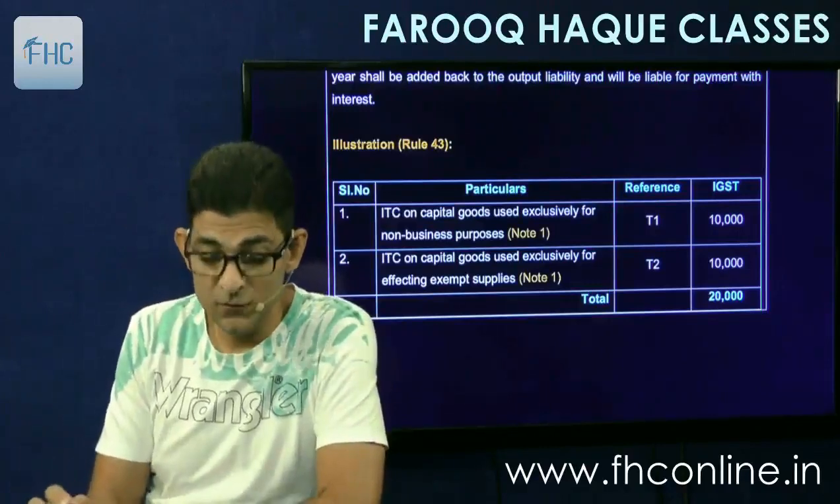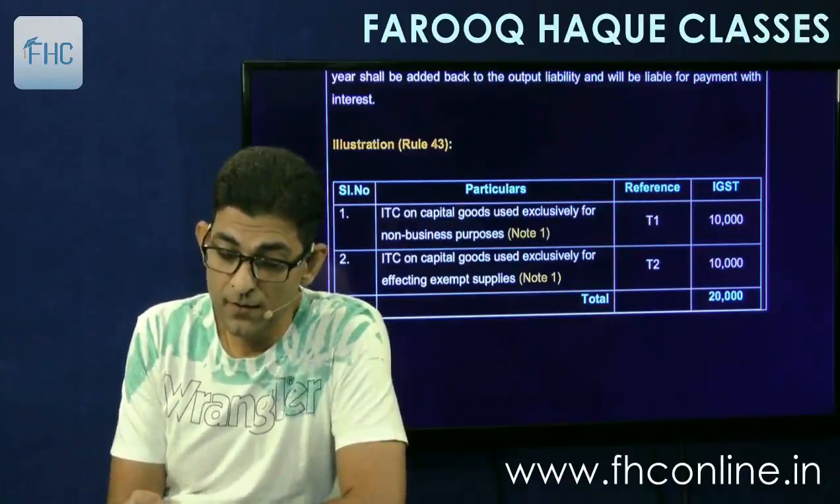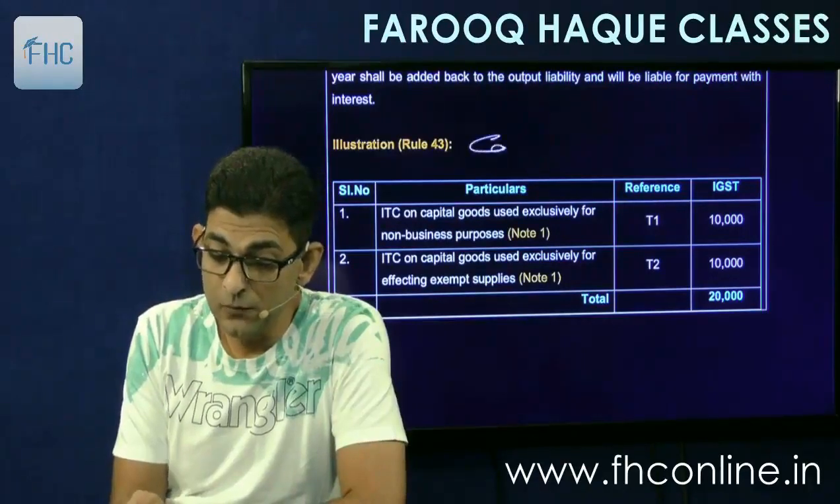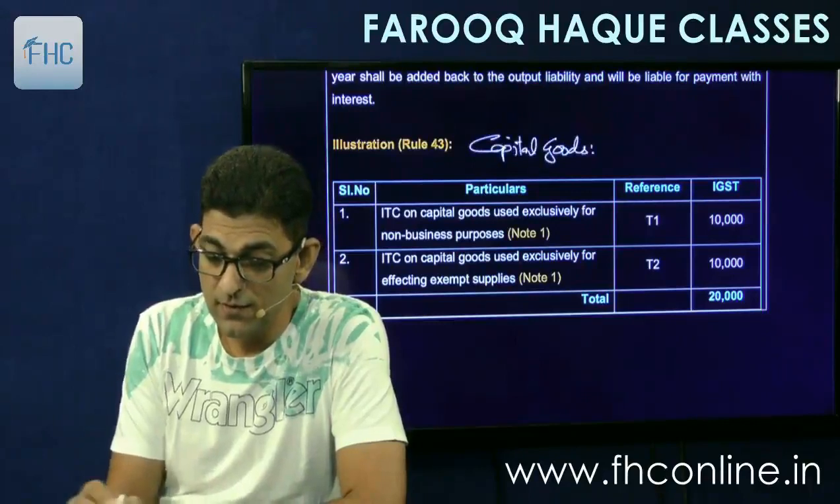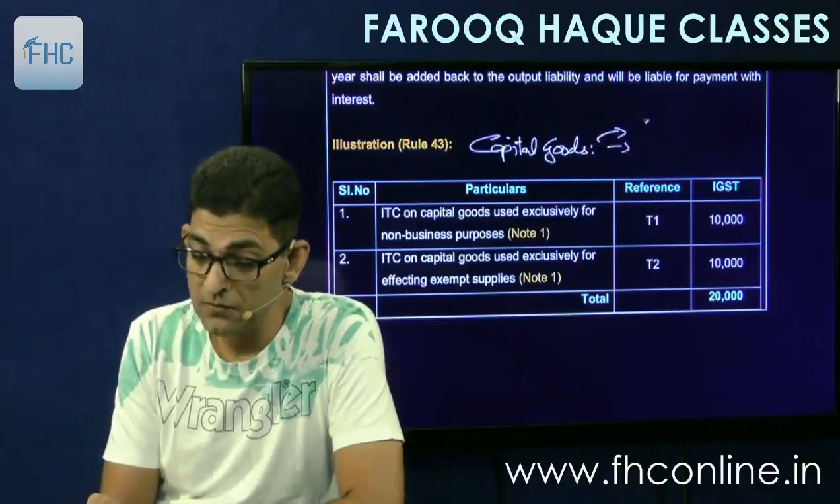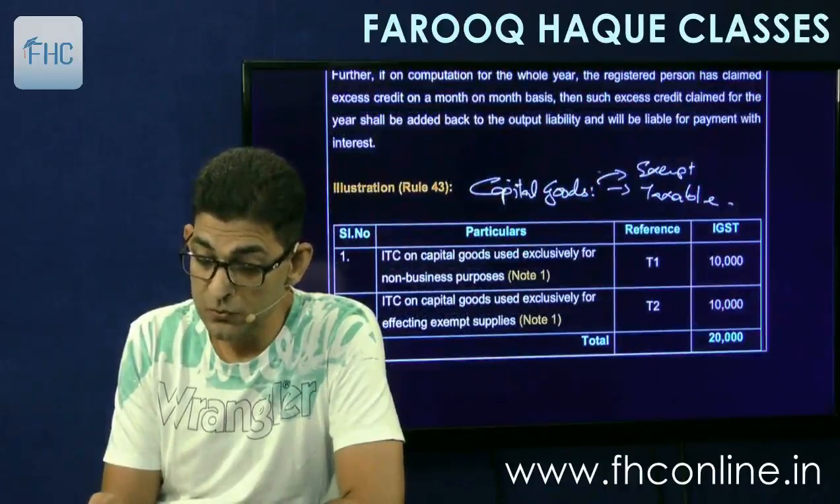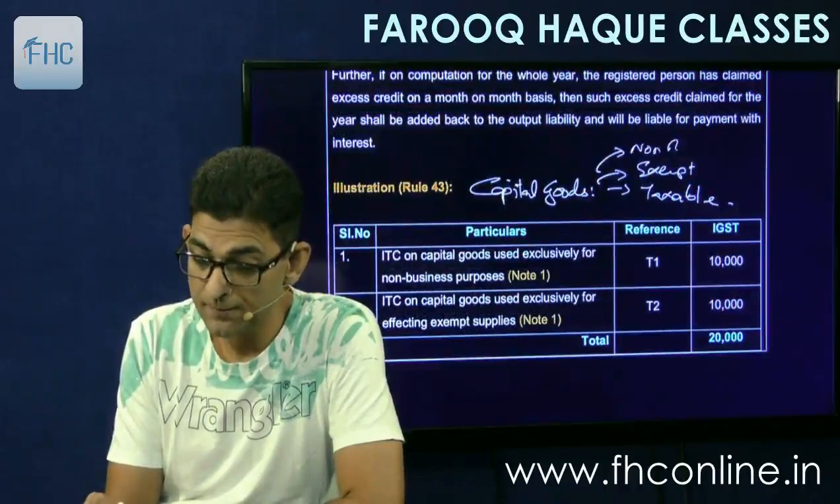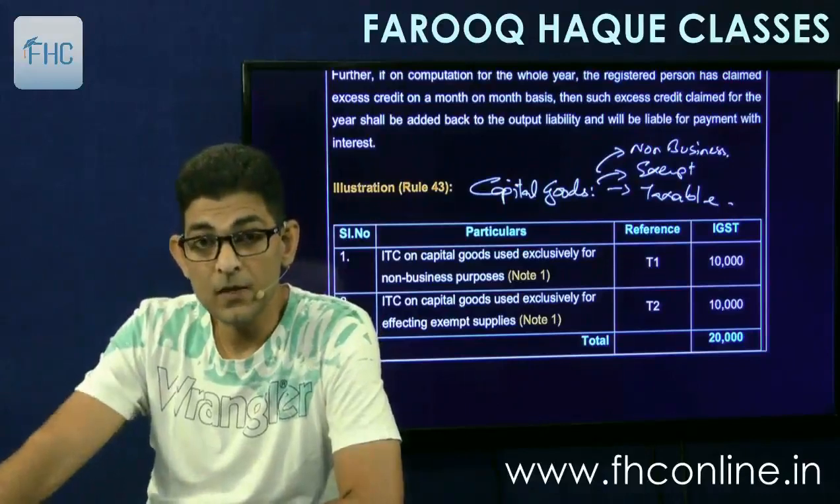Now, next we'll go to Rule 43 illustration. Now this is regarding the capital goods, capital goods which are partly used for exempt supplies, taxable supplies, and the non-business use. Okay, so let's see.